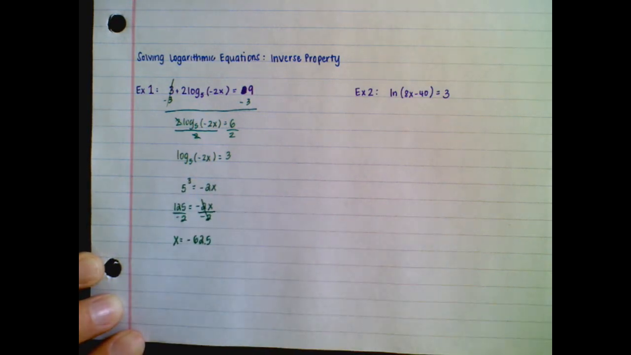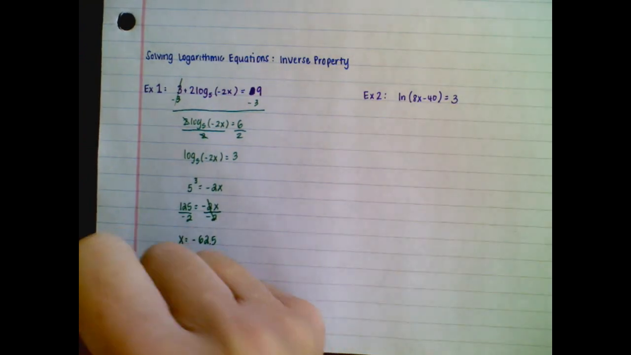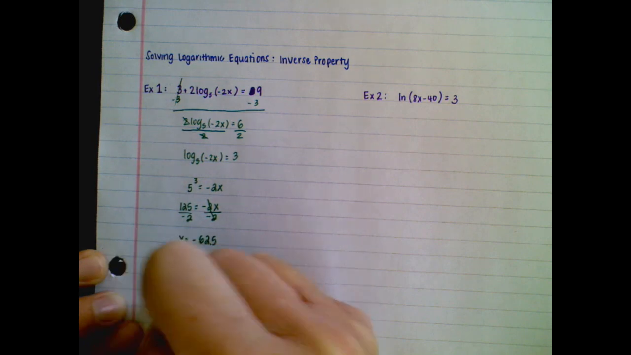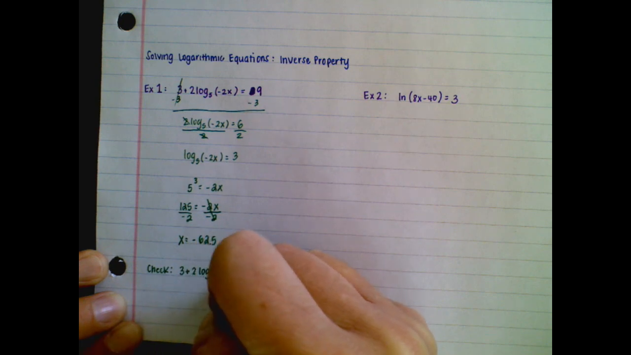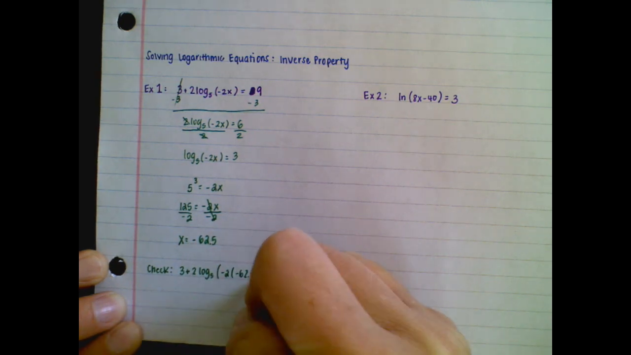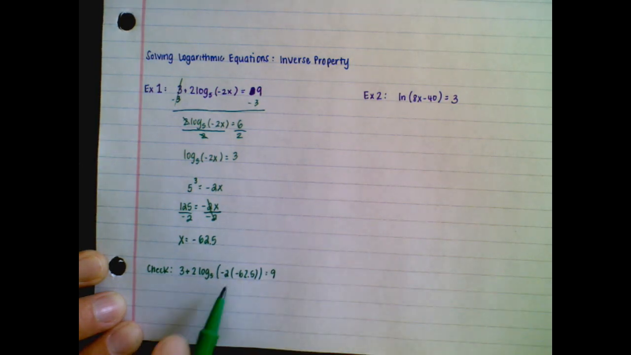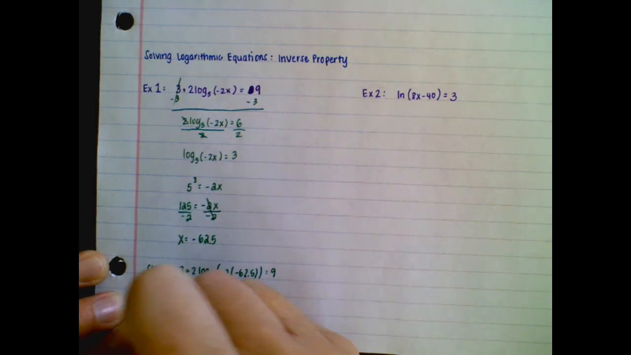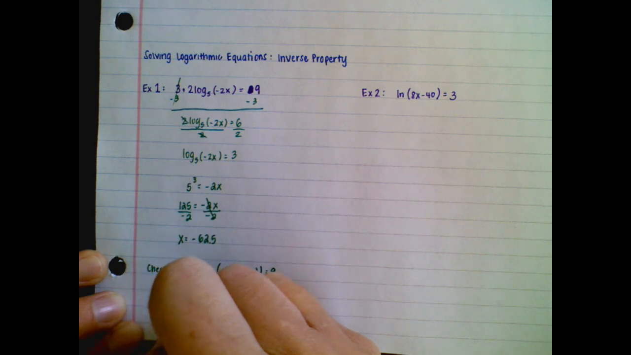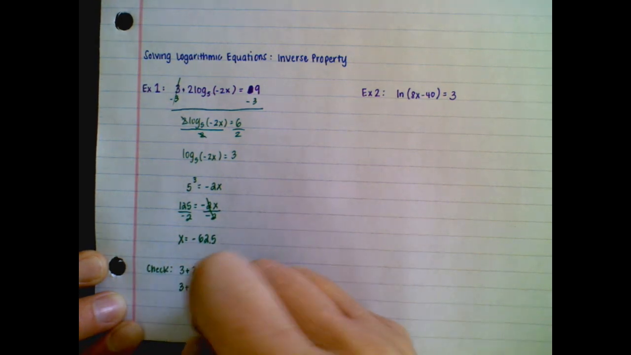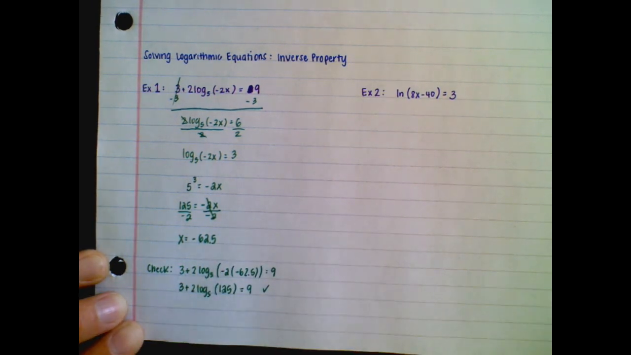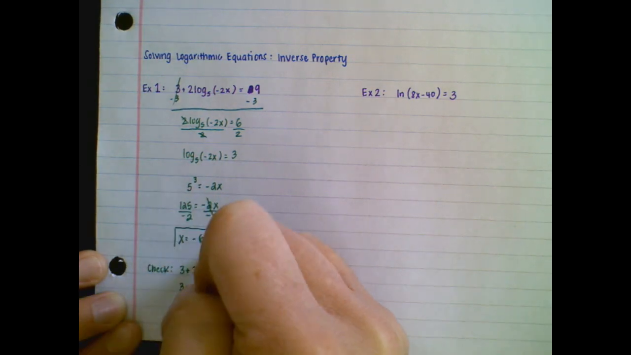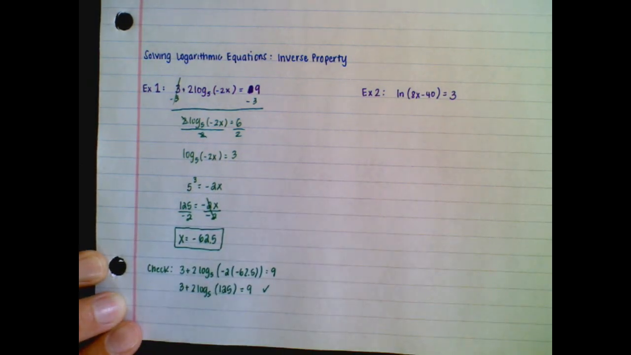And I want to also make sure that I'm going back and checking in my original equation to make sure that it's not giving me a negative. So is this a valid solution? Here's my check. 3 plus 2 log base 5 of negative 2 times negative 62.5 is equal to 9. And I'm just going to simplify on the inside here just to make sure I'm not getting a negative. So 3 plus 2 log base 5 of negative 2 times negative 62.5, which is positive 125, equal to 9. So that is a positive inside the parentheses there. So x is equal to negative 62.5 does work here.